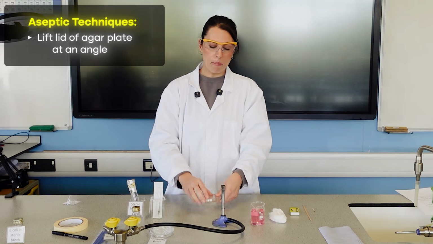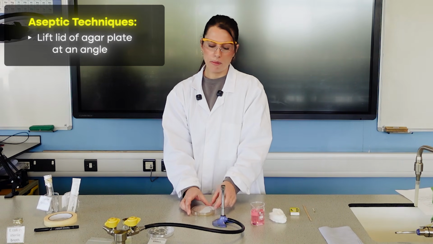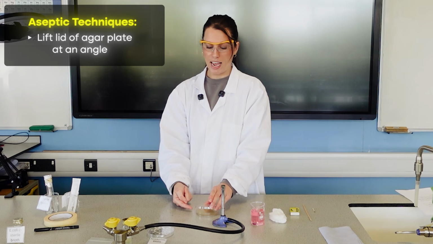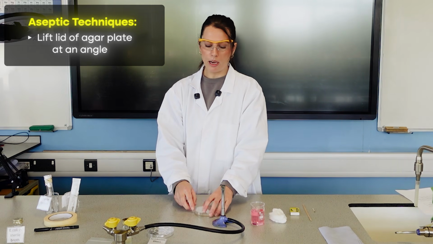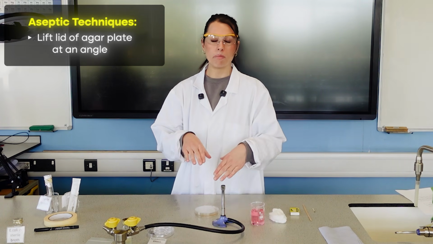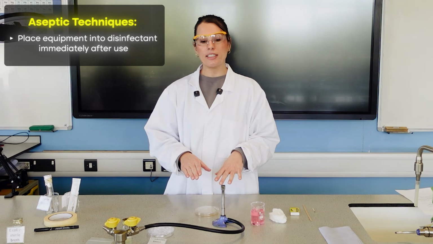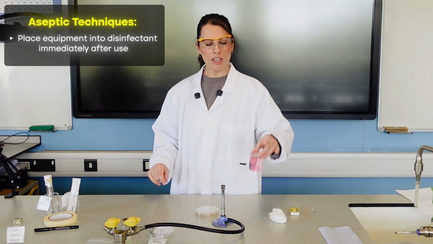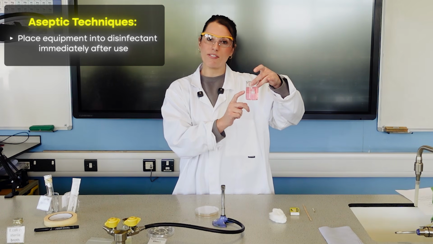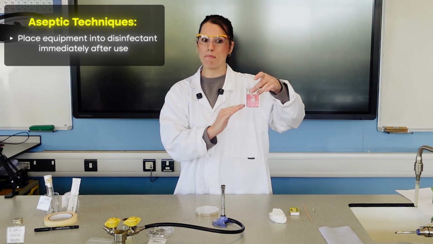When working with the agar plate, we need to make sure that we're only ever opening this very, very slightly at an angle so that we can get in to work, but we're reducing the amount of air that could potentially land on the dish that might contain microbes on it. And then at the end, any piece of equipment I have used is going to go into the Virkon so it disinfects the equipment to kill any microbes that might be on that.